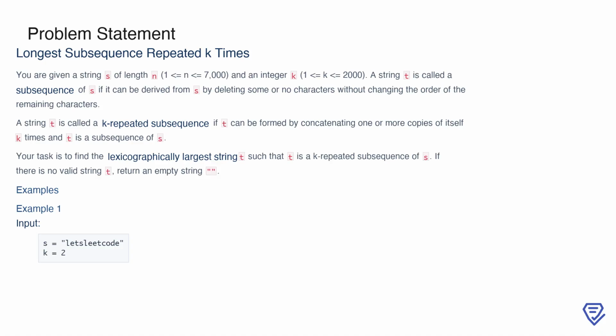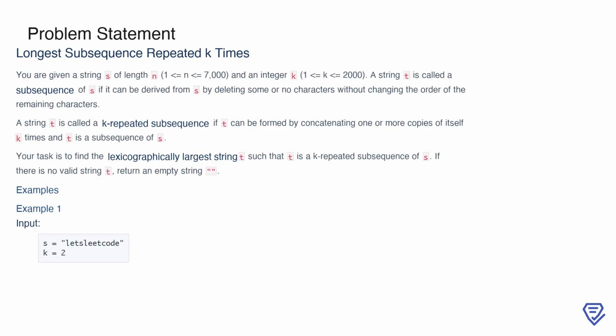For example, if s is abc, both ab and ac are valid subsequences, but ba is not, because the order is changed. Additionally, for t to qualify, it must also be possible to repeat it k times and have the resulting string remain a valid subsequence of s. If no such string exists, the output must be an empty string.